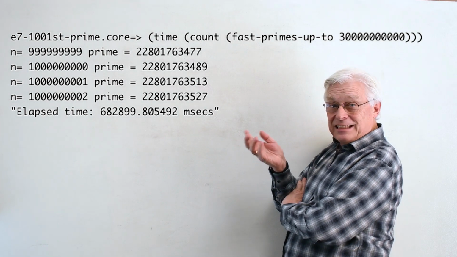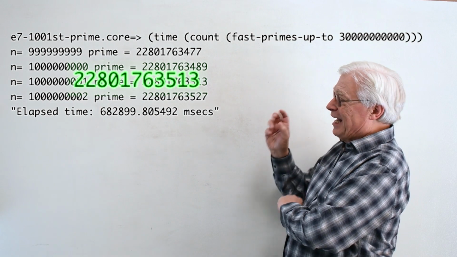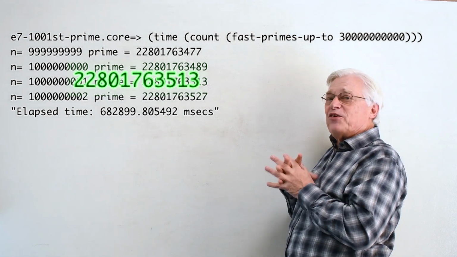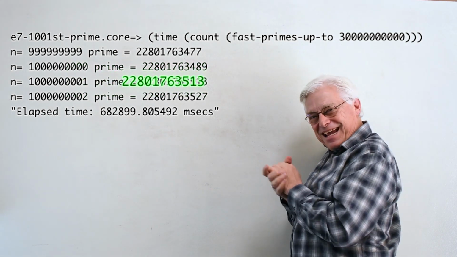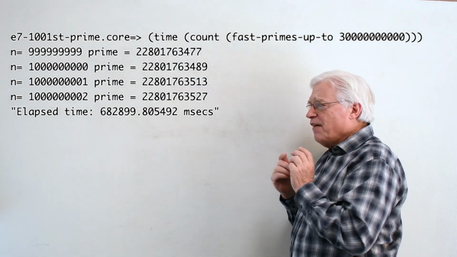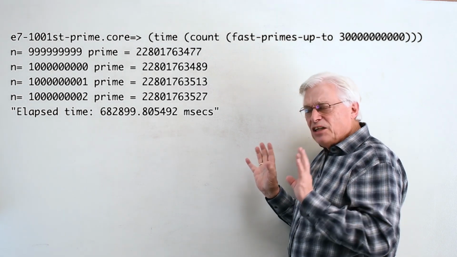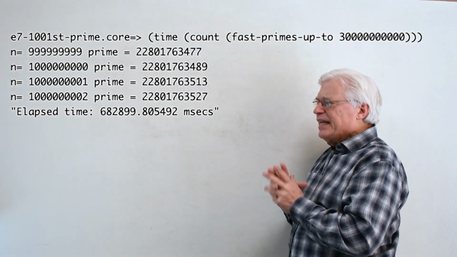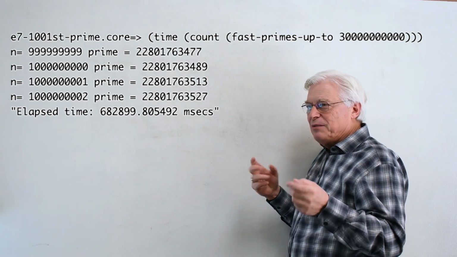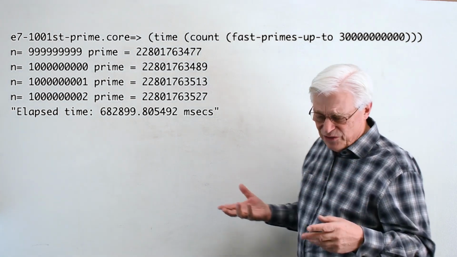And so the results are in. The billionth prime is 22 billion 801,763,513. And I printed some primes around it, and you can see that those primes are nestled fairly close with a distance of about 12 and 24 and 14. So that makes pretty good sense. It appears that the density of primes out at the billionth prime is really not much greater than about 1 in 22 or 23 or something like that.